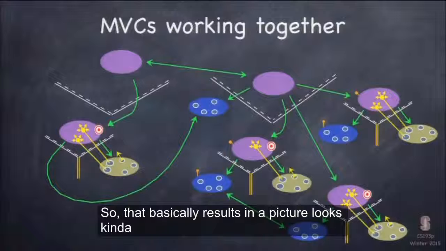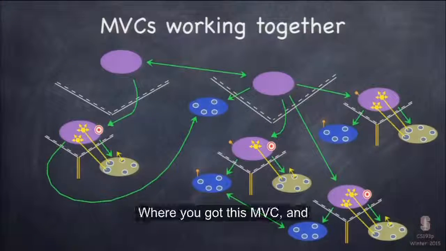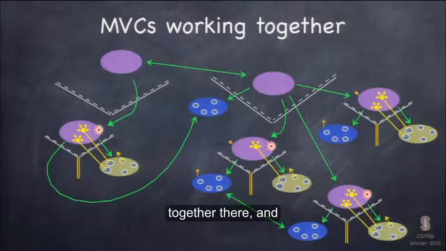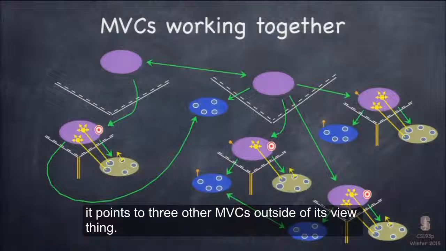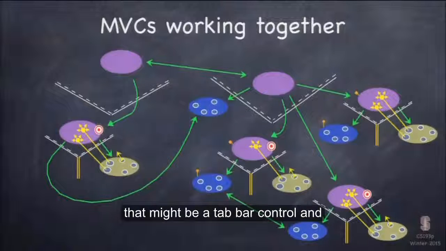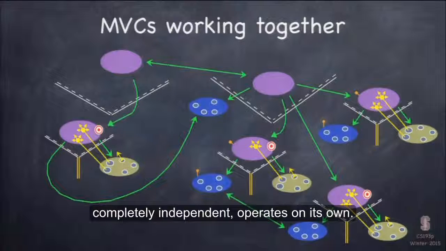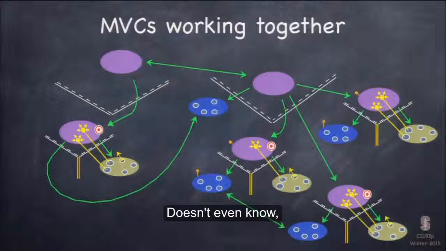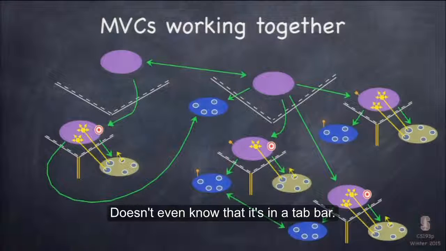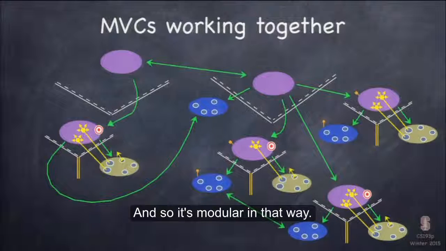Okay? So that basically results in a picture that looks kind of like this. All right? Where you got this MVC, and you see the purple one that's like underneath the word together there, and it points to 3 other MVCs outside of its view thing. Okay? That's how we're going to build. So that might be a tab bar controller, and those might be the 3 tabs. Okay? And each one is its own little MVC, completely independent, operates on its own, doesn't even know. It's a generic, reusable view-like thing at this point. Doesn't even know that it's in a tab bar. Okay? It just knows it's supposed to do whatever it does. And so it's modular in that way.